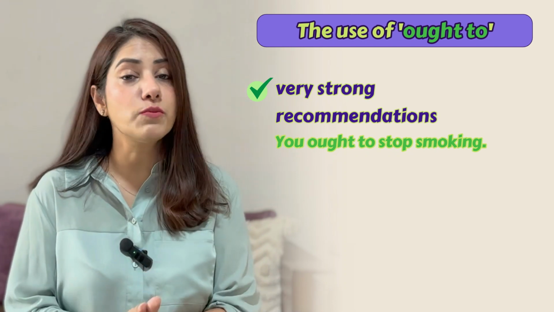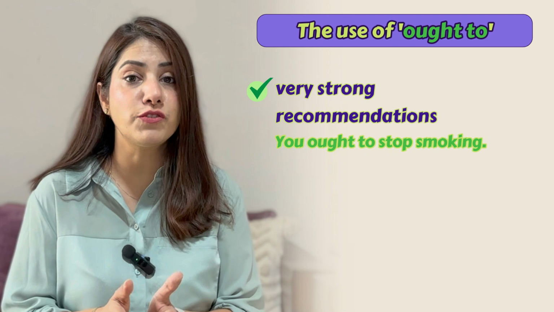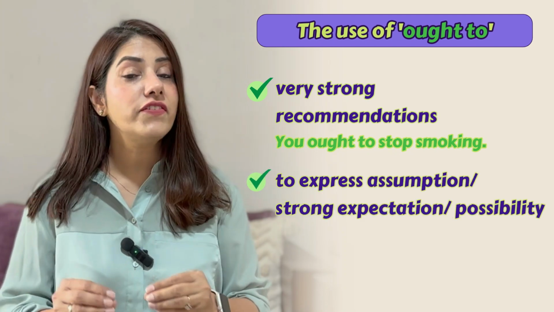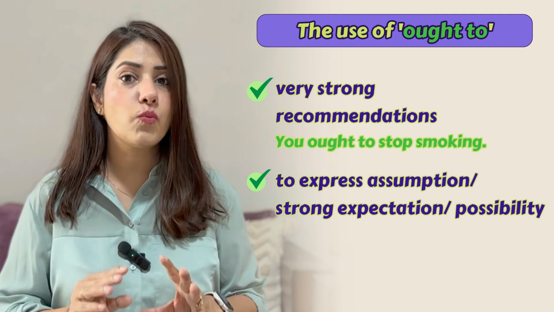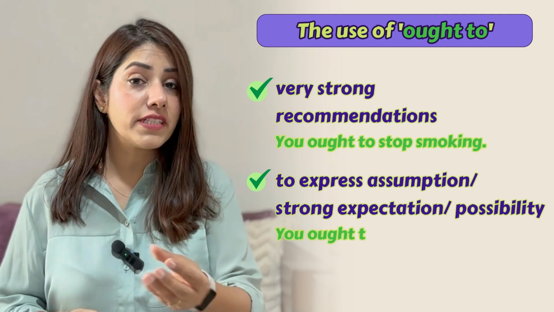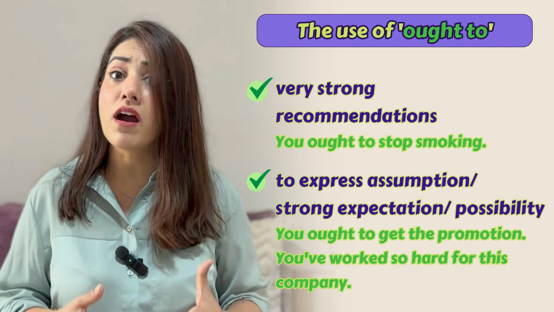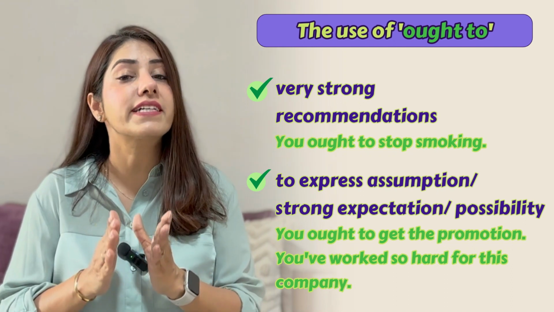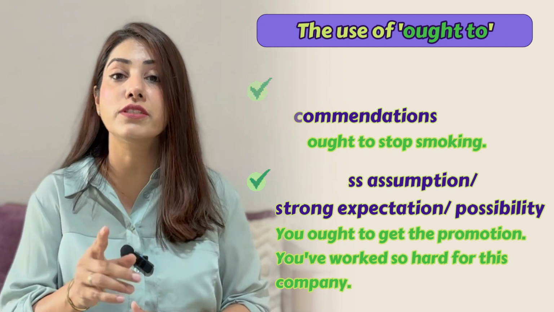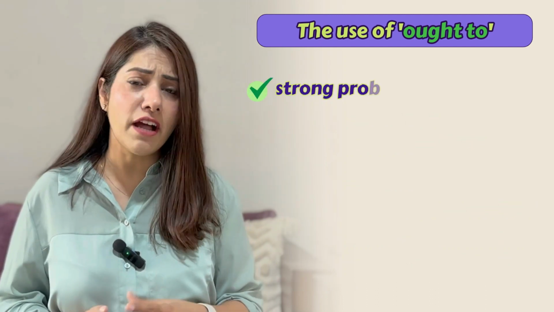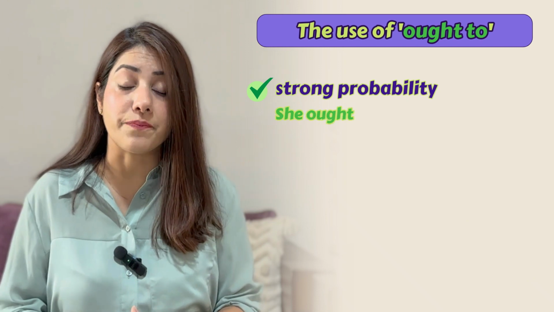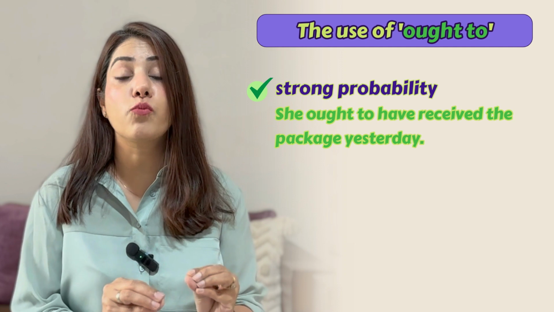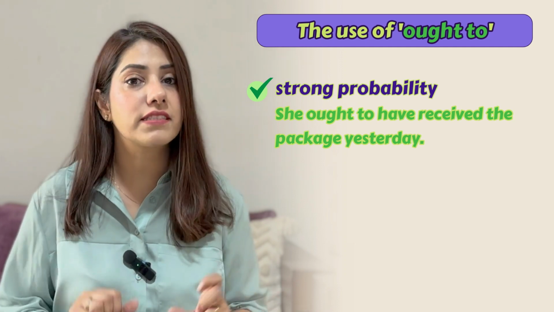Ought to can also be used to express assumption or expectation or a strong possibility, often with the idea that something is well deserved. You ought to get the promotion. You have worked so hard for this company. So it means that this promotion is expected because you deserve it. She ought to have received the package yesterday. So there is a strong probability that the package was received yesterday only.